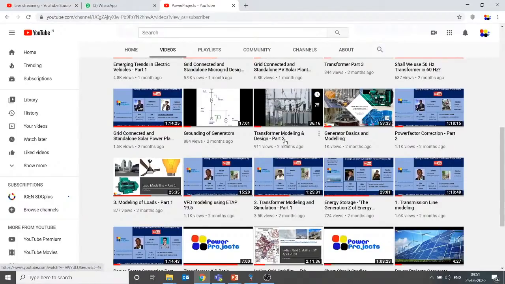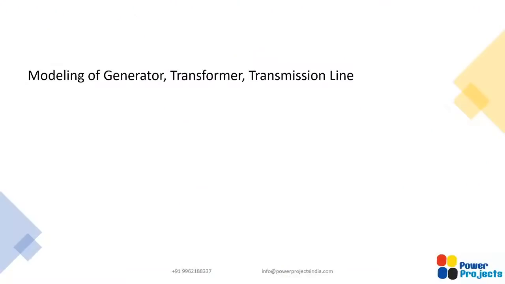Generator basics and modeling, transformer modeling part 2, grounding of generators. So we have talked a lot, so I am not really going to touch today what is the modeling of generator, transformer, transmission lines, but when we are doing some simulations, probably you can ask your questions. And if you have in-depth questions in the modeling of generator or a transformer or a transmission line, I request you to go back to our channel after this session. And we have 2 sessions for transmission line, 2 sessions for a transformer, and 1 or 2 sessions for a generator. You can very well watch that.